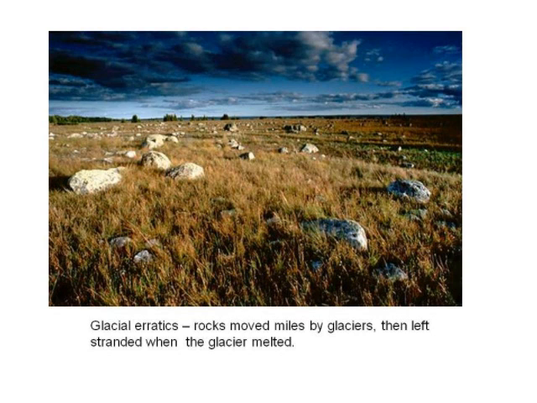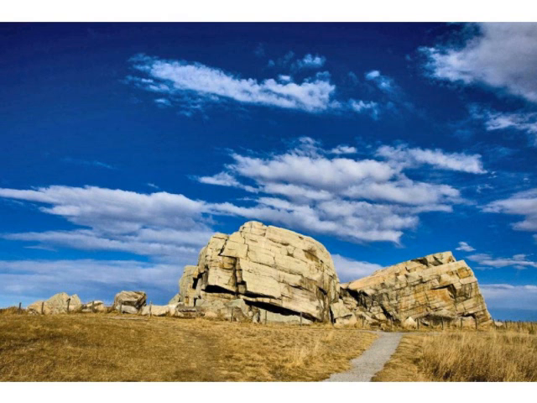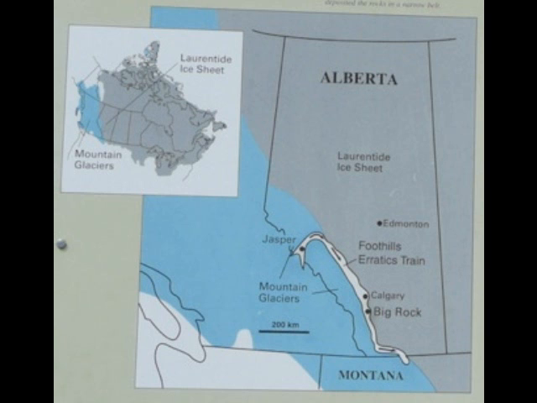Big Rock is the largest of several thousand erratics found in Alberta and in Montana, called the Foothills Erratics Train, which originated from a landslide in the Tonquin Valley of Jasper National Park. Big Rock was transported along the confluence of the Cordilleran ice sheet and the Laurentide ice sheet, approximately 12 to 18,000 years ago, to its present location.